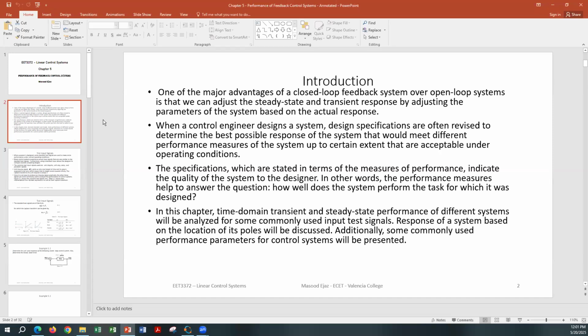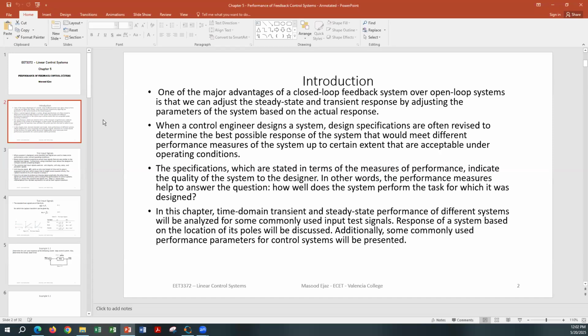Specifications are stated in terms of performance, which indicates the quality of the system to the designer. In other words, performance measures help to answer the question, how well does the system perform the task for which it was designed? That's the basic goal. You're measuring the performance of the system, to see that it is doing what it is supposed to do.